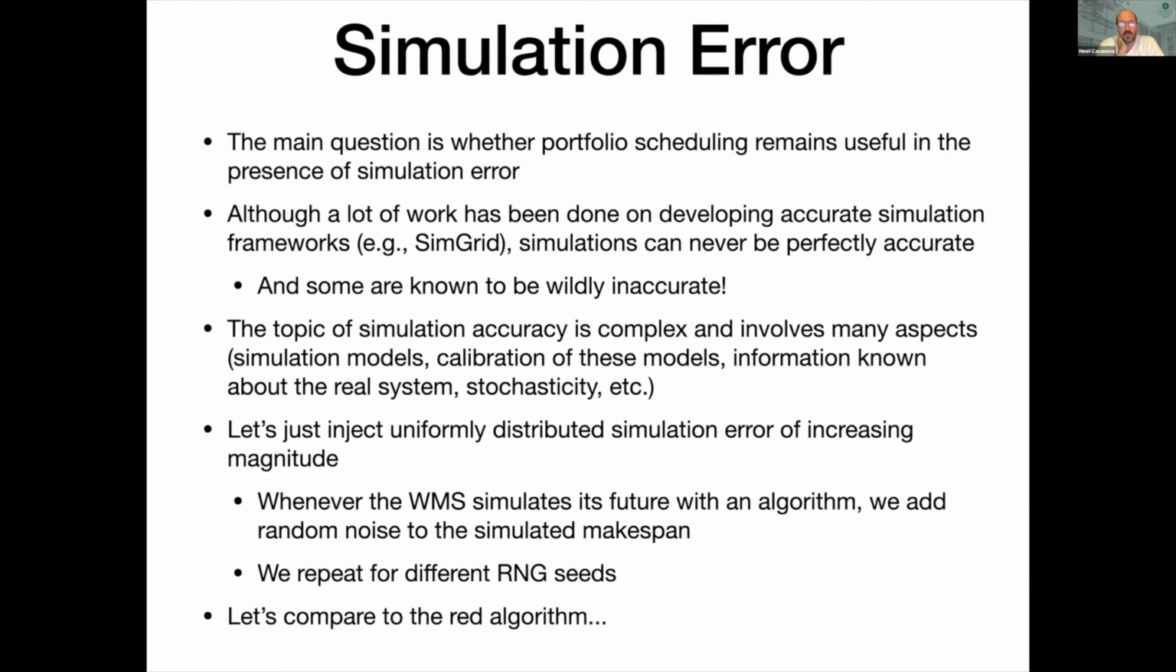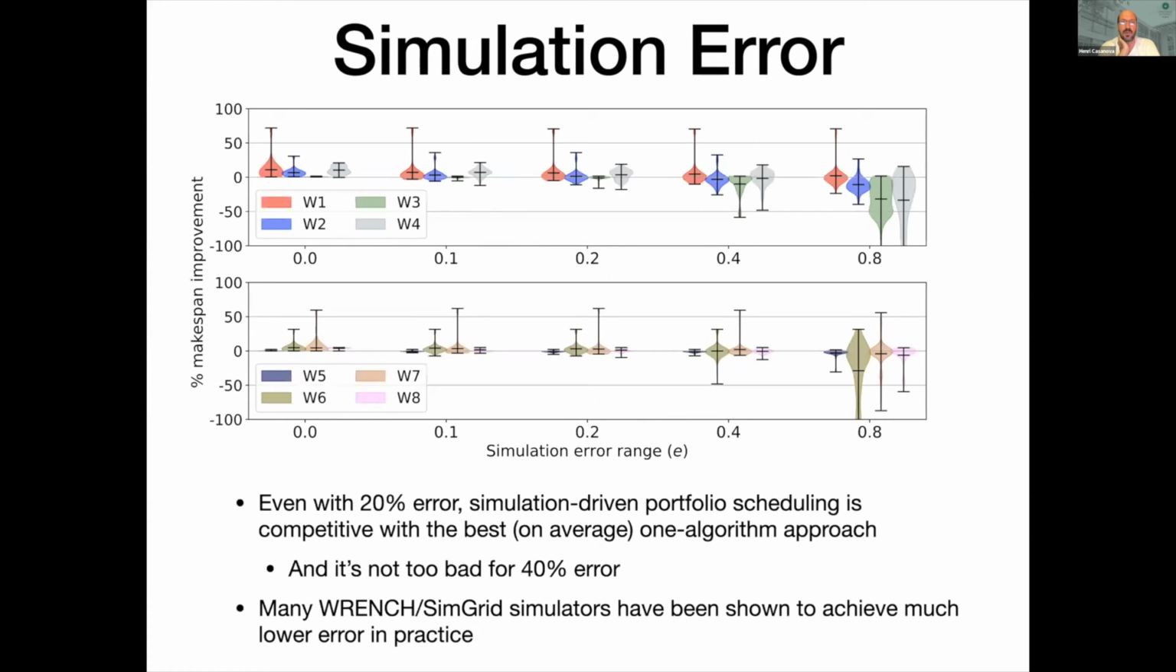The accuracy of the simulation models, how those models are calibrated, what information is known about the system, and so on. So as opposed to launching into that, what we did in this paper is just say, well, let's just inject uniformly distributed simulation error of increasing magnitude. So whenever the simulation says, I have simulated that using this algorithm, the application will run in 2 hours, we take that number, 2 hours, and we add a uniformly distributed random noise to it, right? And we repeat for many different seeds of the random number generator. And so now we have noisy simulations, and we can rerun the experiments and show similar results.